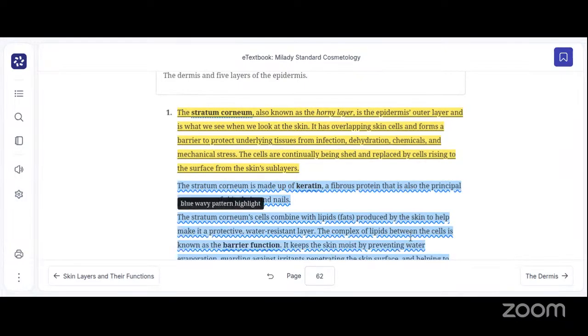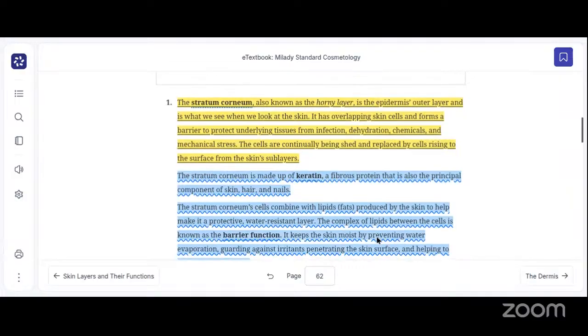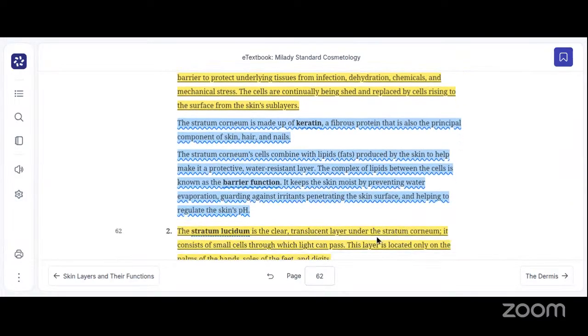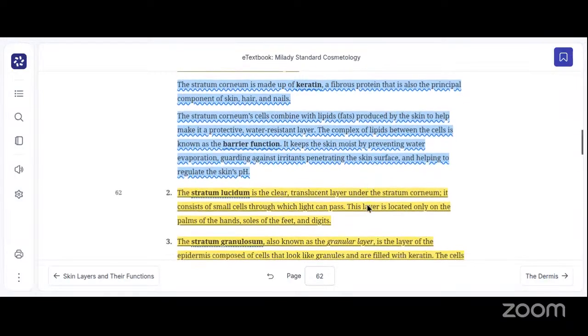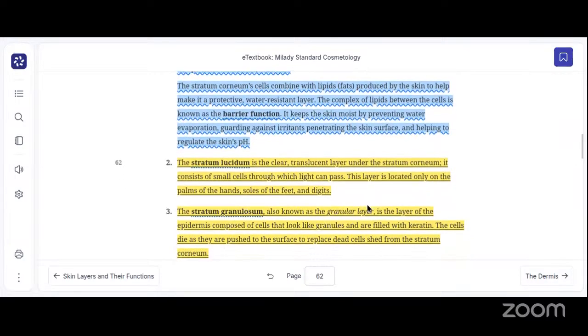The complex of lipids between the cells is known as the barrier function. It keeps the skin moist by preventing water evaporation, guarding against irritants penetrating the skin surface, and helping to regulate the skin pH. So keratin becomes this really powerful barrier function. Okay, it keeps skin moist by preventing water evaporation, so the hair does not become dry, and it helps regulate the skin pH.